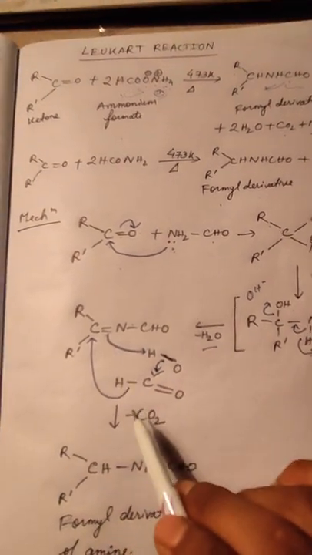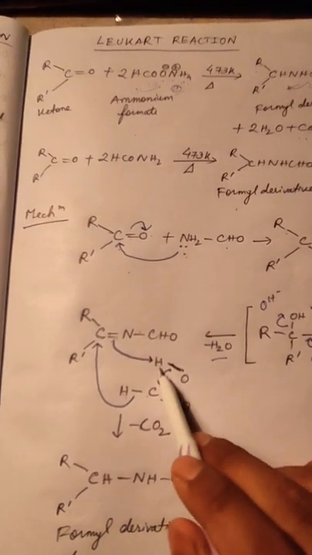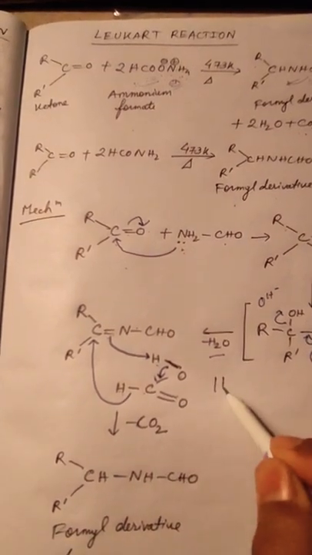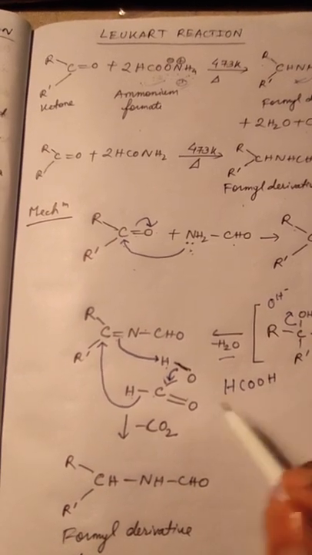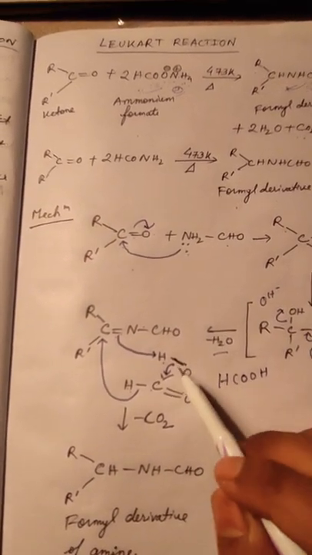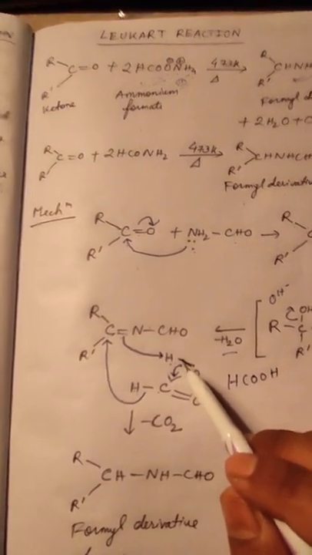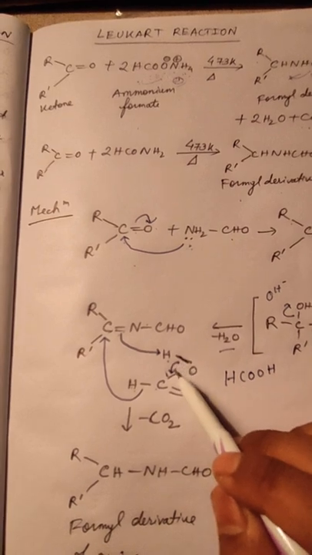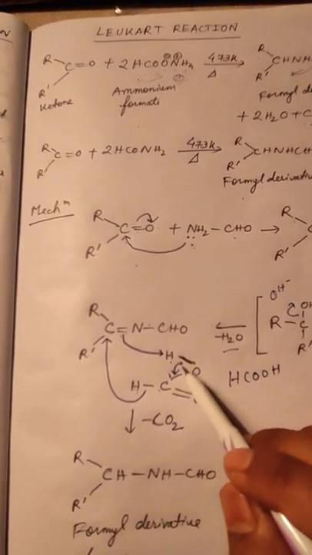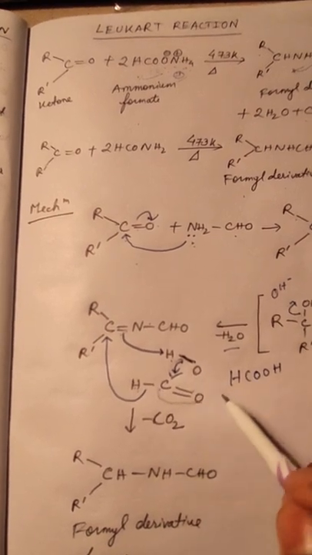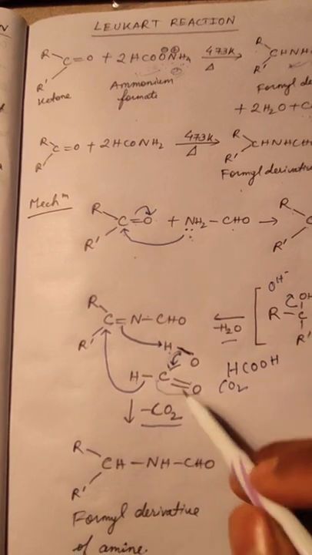So here this is formic acid, HCOOH. We can write this structure. The hydrogen with the adjacent bond, this bond shifts to the adjacent C-O bond and it gains a double bond. So this is released as CO2, carbon dioxide.